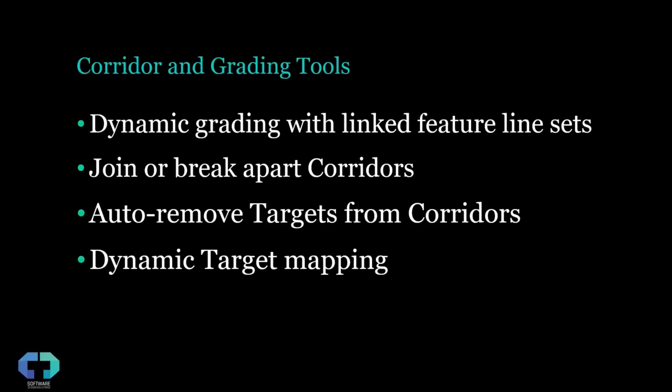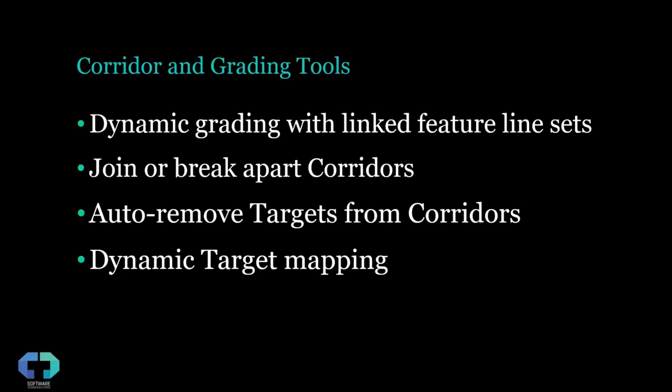There's a set of corridor and grading tools. First one is around dynamic grading with linked feature line sets. Feature lines are a nice tool in Civil 3D, yet they're pretty tedious. We have a rules-based design tool that allows you to link multiple feature line sets. Really powerful tool, totally revolutionizes grading in Civil 3D. We have a pair of tools that allow you to split or break apart or join corridors, something you can't do natively, something that would take you hours to do. We can do it very simply with this tool.